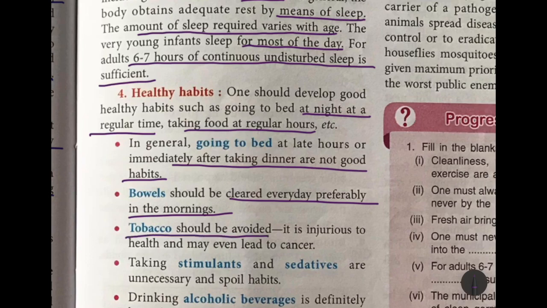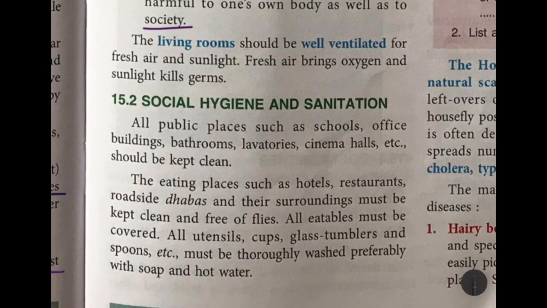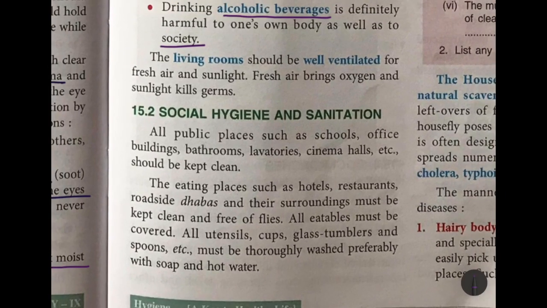Tobacco should be avoided, which is not good for health. It is injurious to health, which leads to cancer, especially lung cancer. And taking stimulants and sedatives, drugs, are unnecessary and very bad habits. Okay, and of course, you know, drinking alcoholic beverages is very, very harmful to the body as well as to the society. Okay, now the living rooms must be well ventilated for fresh air and sunlight. Remember, children, fresh air brings in oxygen and sunlight kills the germs.